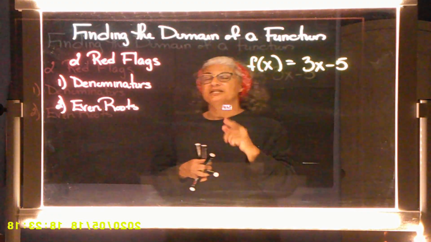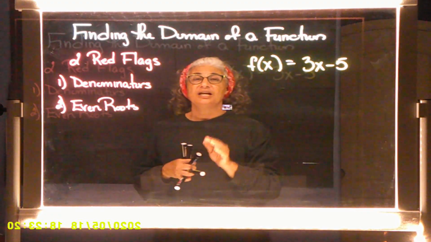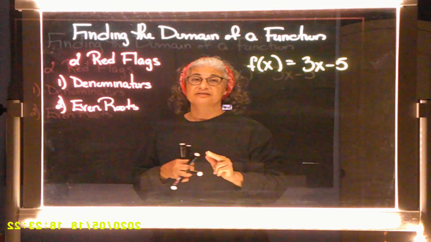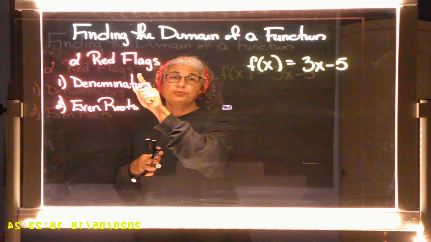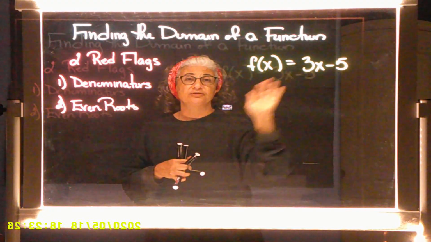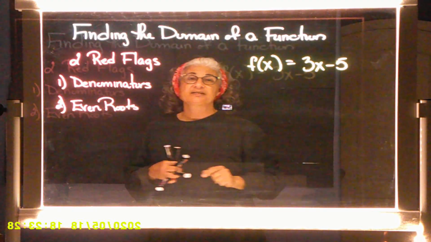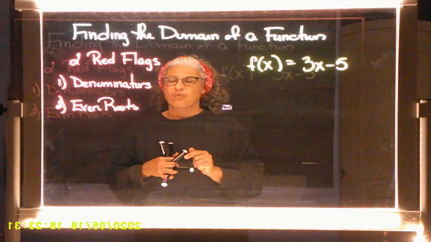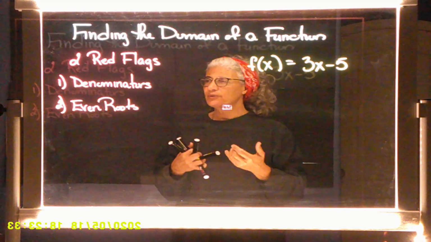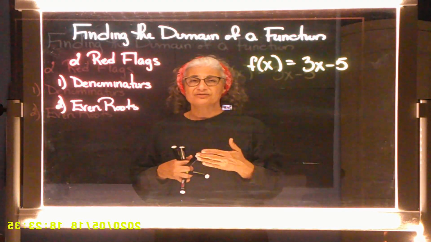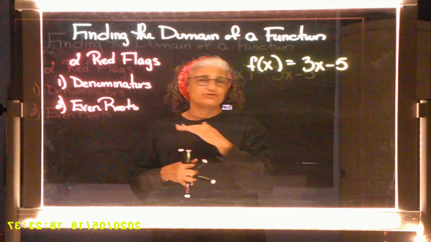So here's the deal. In order to find the domain of a function, you need to remember 2 red flags. These 2 red flags are going to help you find the domain of actual functions. So one red flag is a denominator. And you're like, why is that a red flag? What do I have to worry about? Well, let me ask you something. What's the one thing a denominator is never allowed to be?